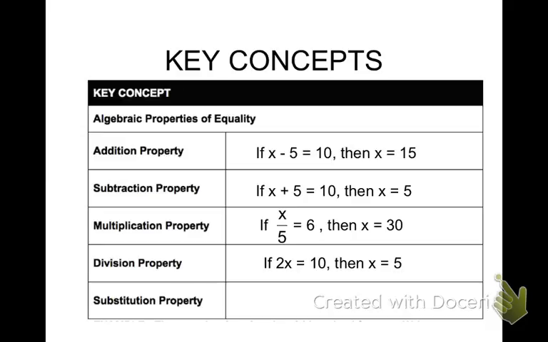Now, if I were to check my work and substitute 15 into here, does 15 minus 5 equal 10? Yes. We know we did it right. If I substitute 5 in for x here, 5 plus 5, does that equal 10? Yes. If I substitute 30 in, 30 divided by 5 is 6. If I substitute 5 in for x, 2 times 5 is 10. Yes. So what are we doing when we do the substitution property?